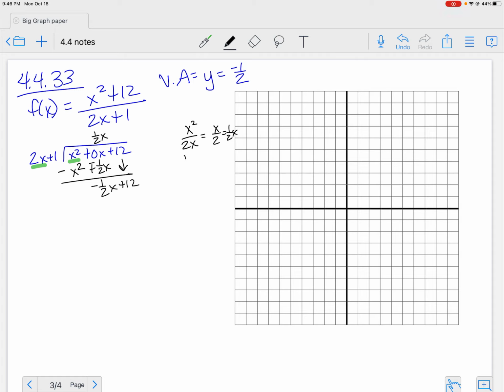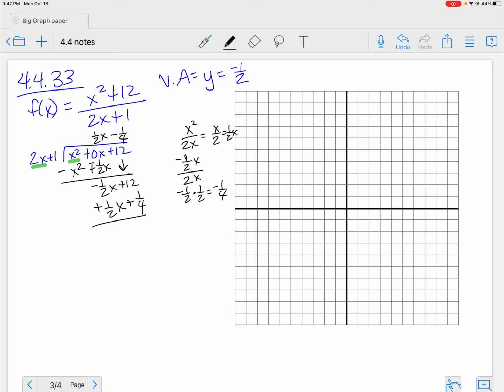I've got a -1/2 x divided by a 2x. So we know the x's cancel. And you've got -1/2 times, when you multiply by the reciprocal of 2, you get a -1/4. And distribute that. -1/4 times 2x is going to be a -1/2 x, and times 1 is a -1/4.